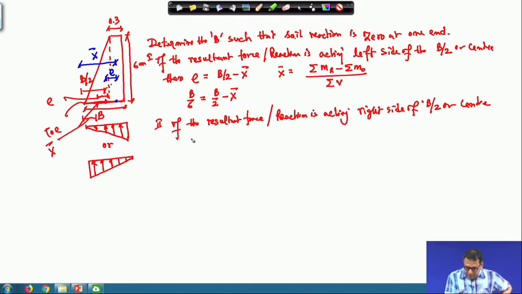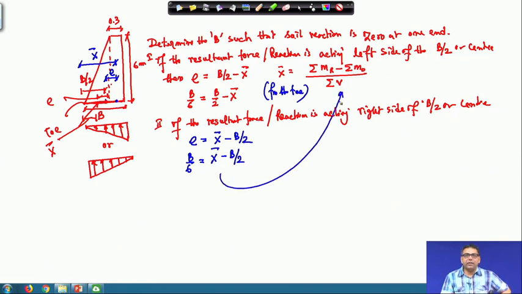In that case your E value will be X bar minus B by 2, okay? Because X bar is always measured from the toe, and this is minus B by 2. So again, E will be B by 6, exactly, equal to X bar minus B by 2, and X bar you will get from here the same way.